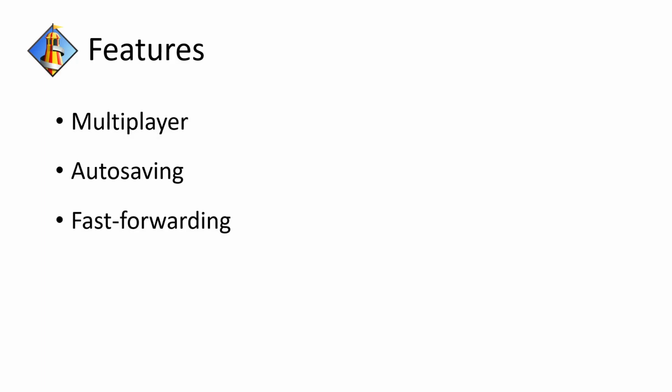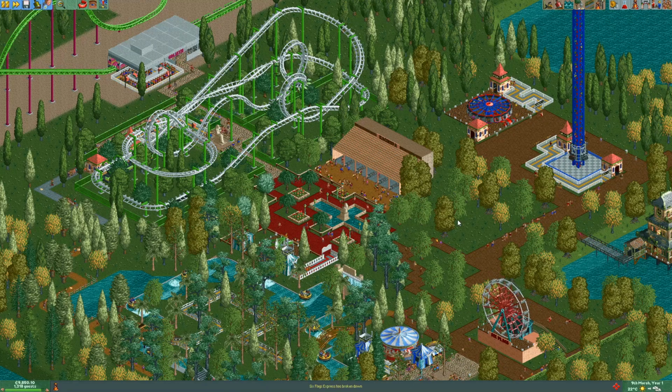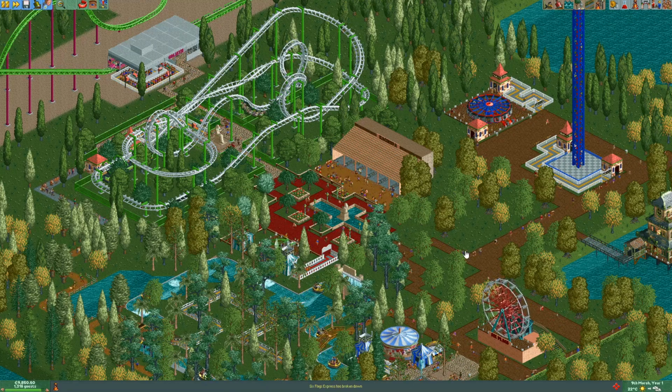Some notable examples of new features implemented are multiplayer, autosaving, and fast-forwarding gameplay. OpenRCT2 runs on Windows, macOS, Linux, and even Android. Although OpenRCT2 offers many new features compared to the original game, it aims to preserve the original experience.